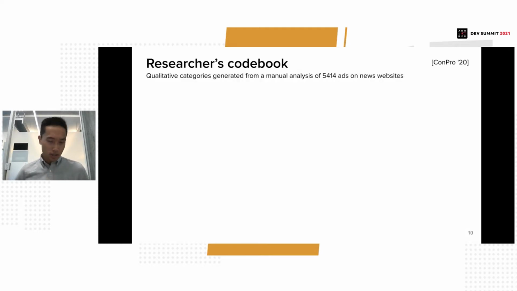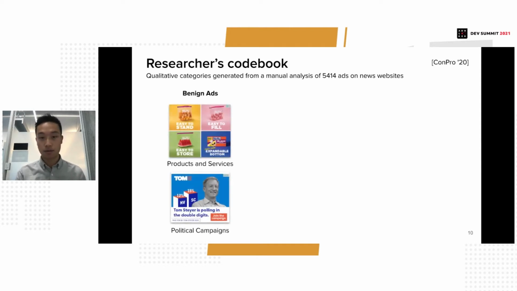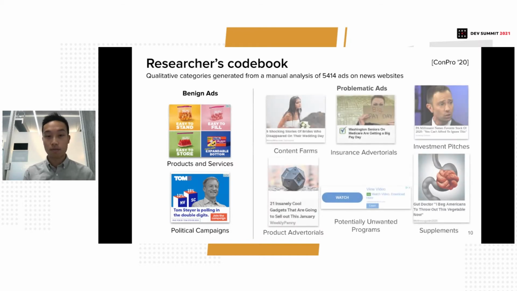Moving on to our researcher-centric approach. In this approach, we crawled over 5,000 ads from 200 mainstream news and misinformation websites on the web. Through an iterative qualitative process, we generated a code book for describing and labeling the types of ad content we observed. In our judgment, we coded many ads that we found as benign, such as ads for ordinary products or services, or legitimate political ads. But we identified 10 categories of problematic ads in our data set.